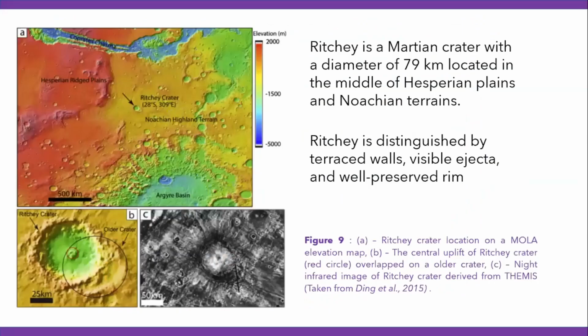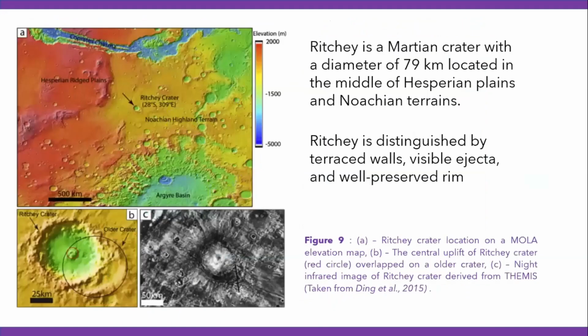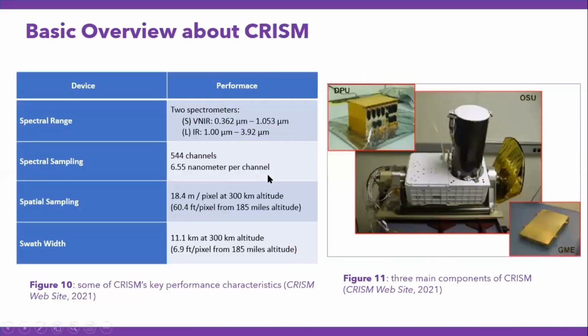Once we apply this on Omongwa salt pan, we are ready to do this on Mars. As I said before, we are going to choose one example, and this example is Ritchey crater. It's a fresh crater, located in the middle of Hesperian ridged plains and Northern highland terrains. This crater is about 79 kilometers in size. And why choose it for this study? Because many scientists have found several kinds of minerals that may indicate that water may have flowed in the past of the red planet in general.